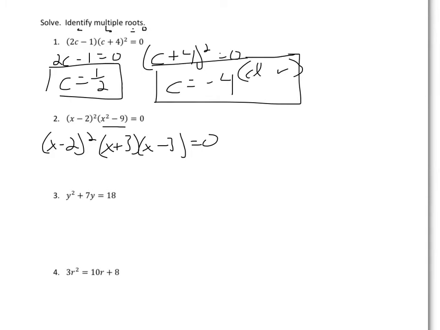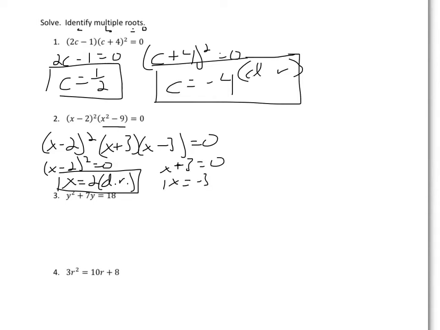So now we've got a times b times c equals 0. Once again, one of those three things has to equal 0. So we set them all equal to 0 and solve. If x minus 2 squared equals 0, the squared isn't going to matter, the square root of 0 is 0, and then you add the 2, and so x equals 2, that is a double root. Okay, x plus 3 equals 0, so x equals -3, or x minus 3 equals 0, so x equals +3. Those three are all answers to this question.